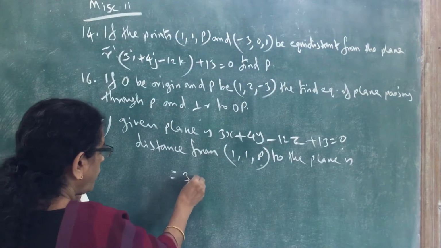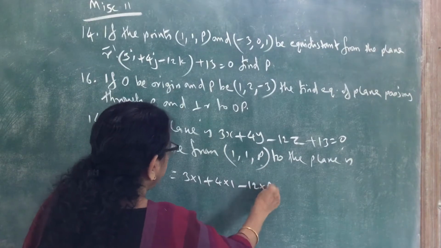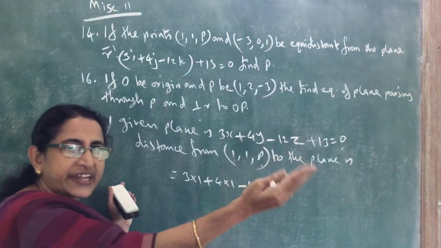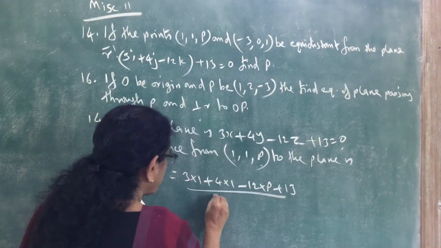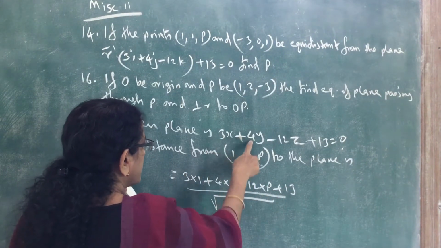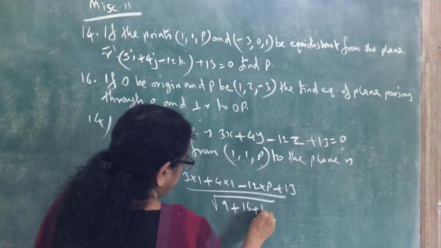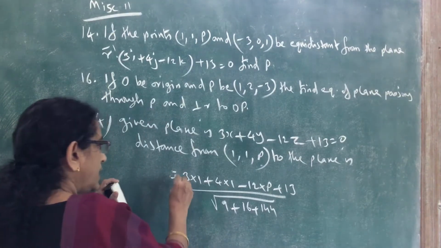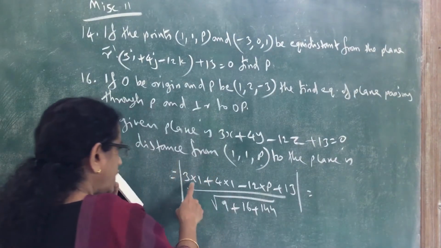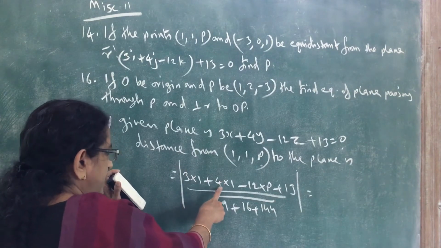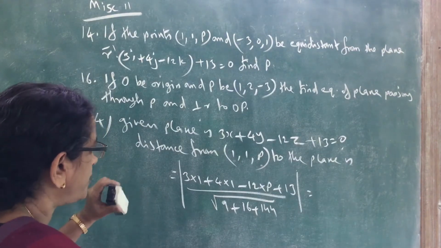So 3 into 1 plus 4 into 1 minus 12 into p plus 13. The 13 is already on the left side. Divided by root of 3 square, 9, 4 square, 16, 12 square, 144. This is the distance, the modulus value, the positive value. That is equal to 3 plus 4, 7; 13 plus 7, 20; 20 minus 12p.